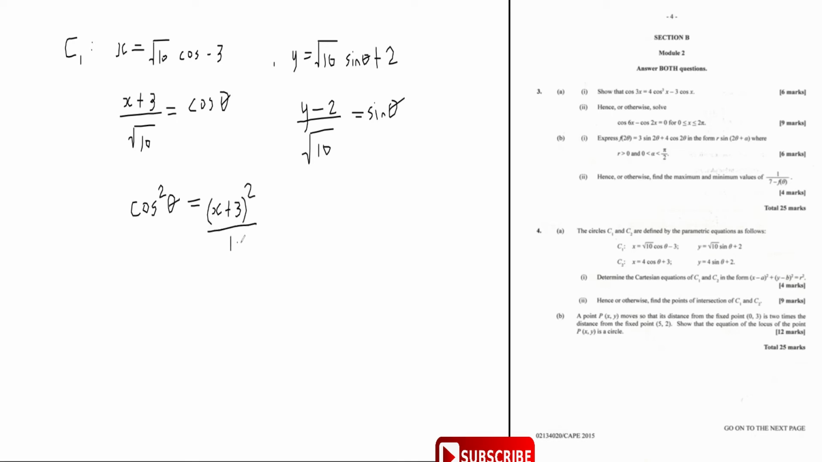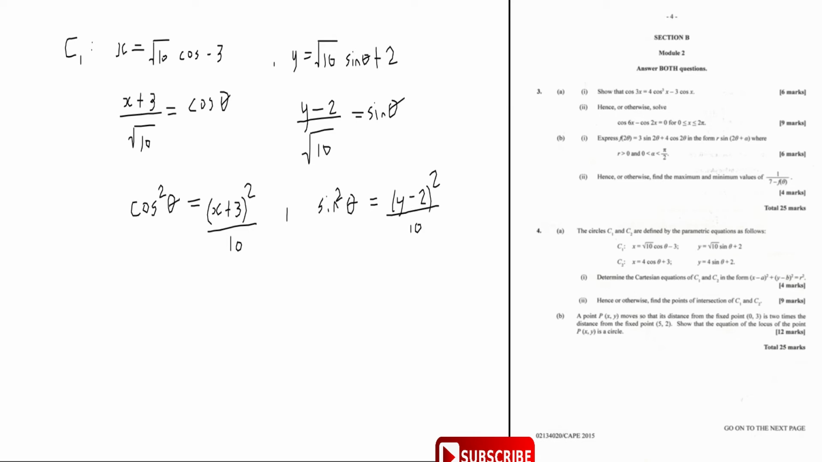Alright, so that's cos square theta. Over here now, when you square both sides, you're going to get that sine square theta over sine square theta is equal to y minus 2 all square over the root of 10 square, which is just 10.